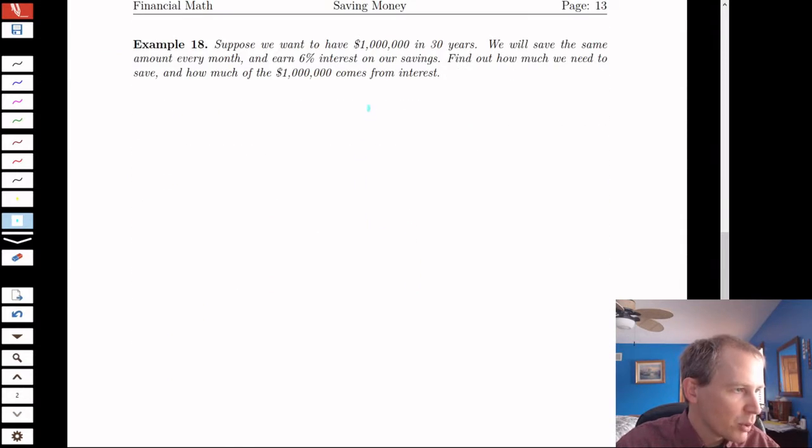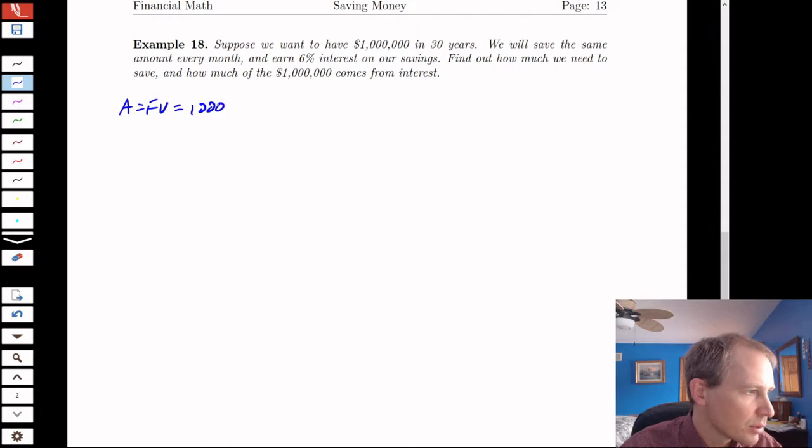Let's look at another example. Suppose we want to have $1 million in 30 years. We will save the same amount every month and earn 6% interest on our savings. How much do we need to save, and how much of the million comes from interest? Okay, so here I want to have a future value or ending amount of $1 million in 30 years, so time is 30.